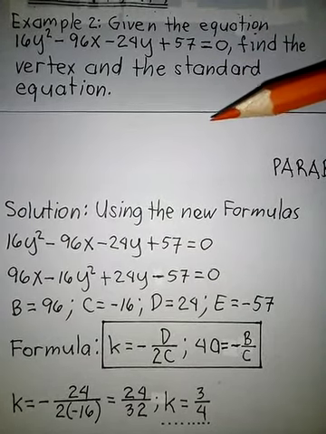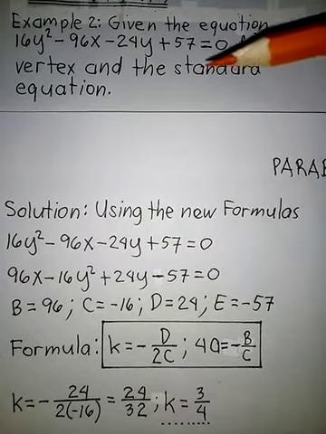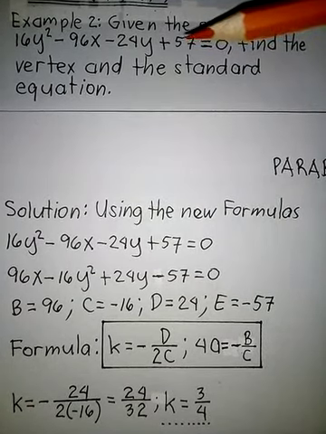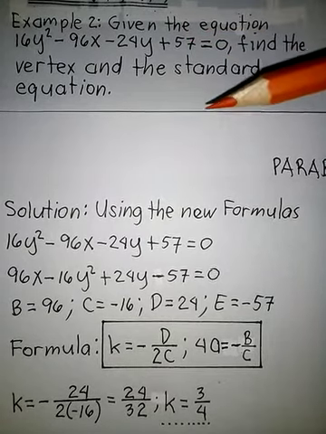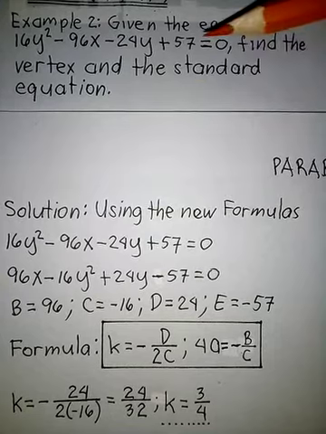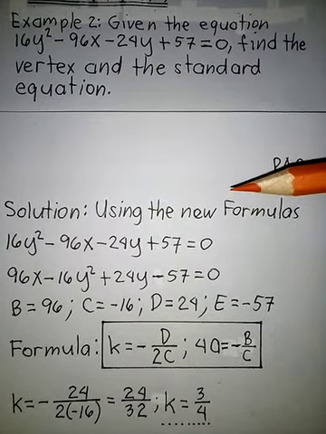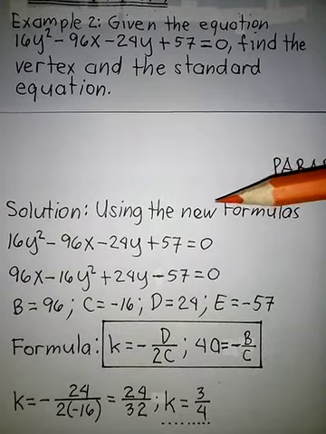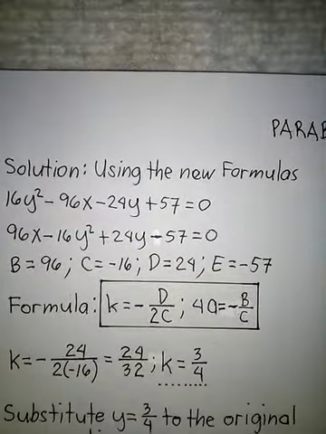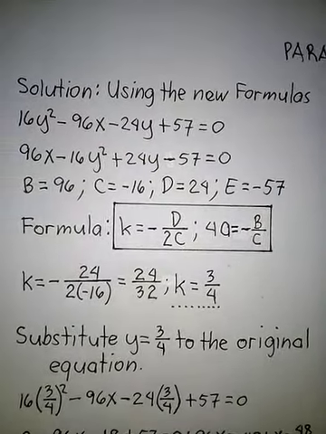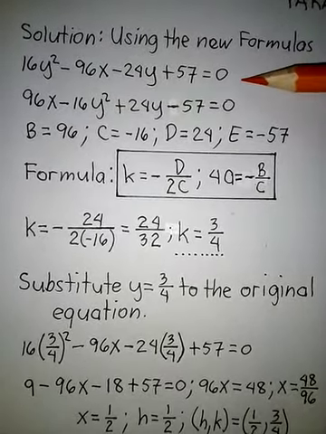So let's have example 2. Given the equation 16y squared minus 96x minus 24y plus 57 is equal to 0, find the vertex and the standard equation. So first, let us use the new formulas. So we have here the equation 16y squared minus 96x minus 24y plus 57 is equal to 0.